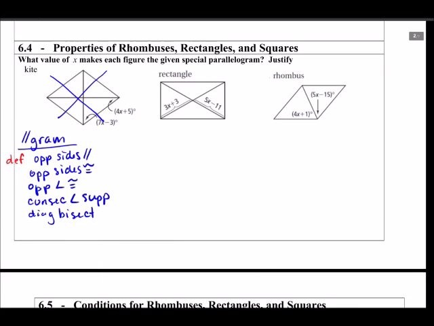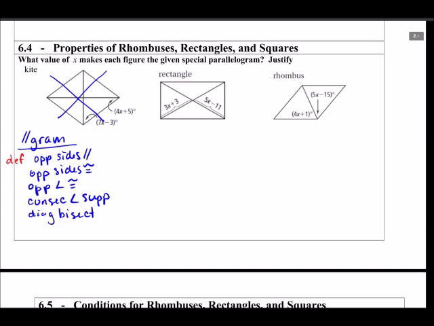This is the second half of our Chapter 6 review. If you remember, the first half of Chapter 6 dealt mostly with parallelograms. And so right here I have listed our properties of parallelograms. The definition is a quadrilateral with both pairs of opposite sides parallel. And then our properties where opposite sides are congruent, opposite angles are congruent, consecutive angles are supplementary, and diagonals bisect.